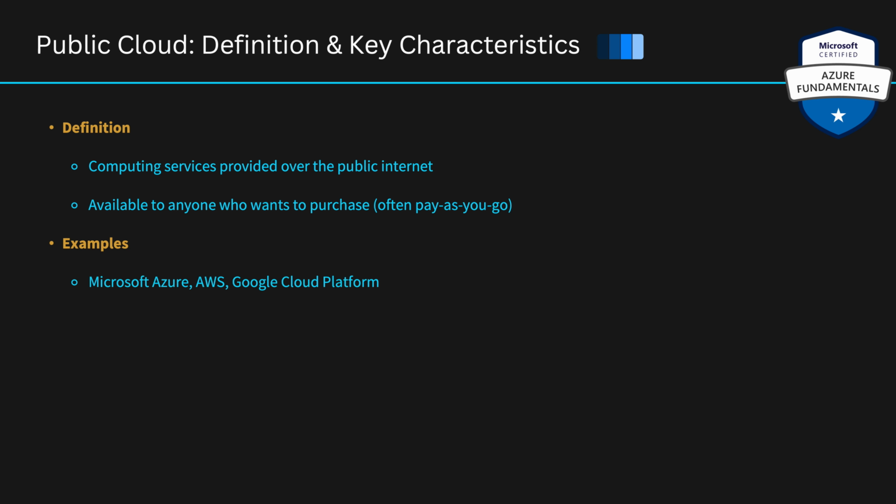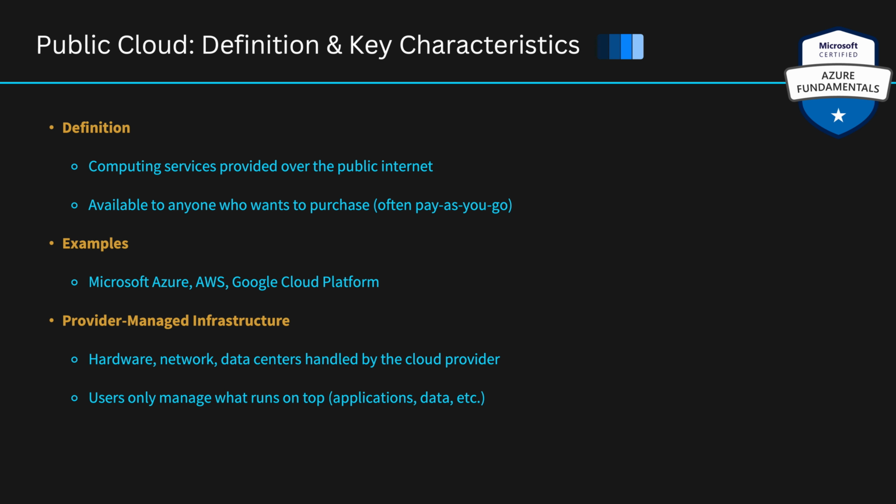When you work with a public cloud platform like Microsoft Azure, Amazon Web Services, or Google Cloud Platform, the provider owns all the hardware, the network infrastructure, and the data center facilities. This means you don't have to worry about physical maintenance, security of the hardware, or the underlying network. Those things are handled entirely by the provider.